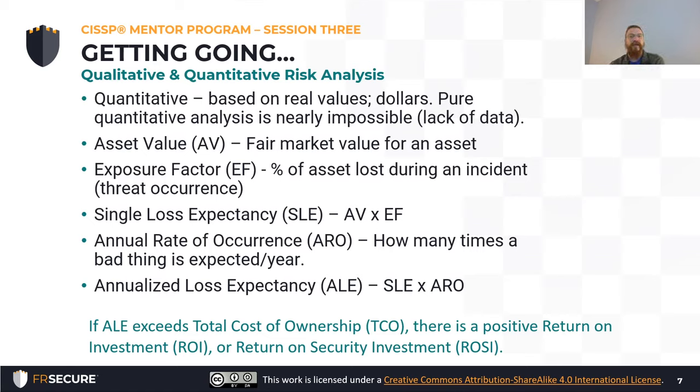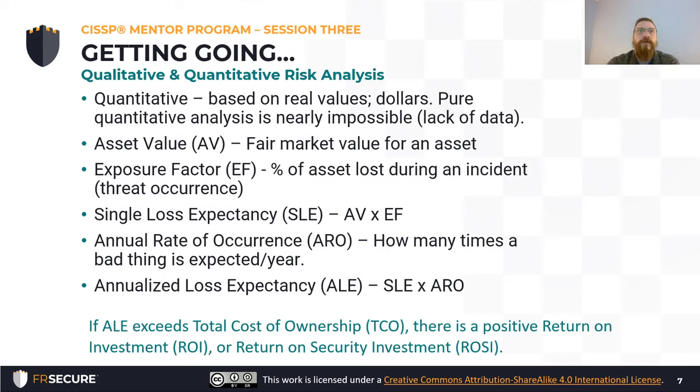Your single loss expectancy is the value of your assets times your exposure factor. You may have to figure that out, but they're going to give you the information you need. And then your annual rate of occurrence: how many times is this going to happen a year? Again, they're going to give you that in the exam. And then your annualized loss expectancy is the single loss expectancy times your annual rate of occurrence. So how many times a year do you think this is going to happen, and how much is it going to cost each time it happens?